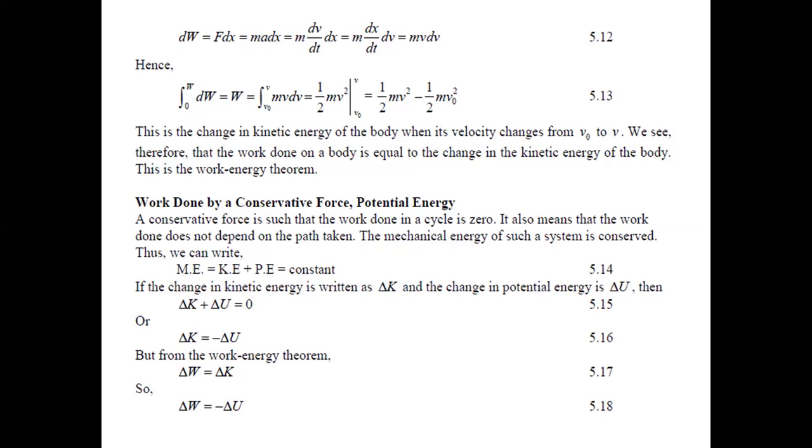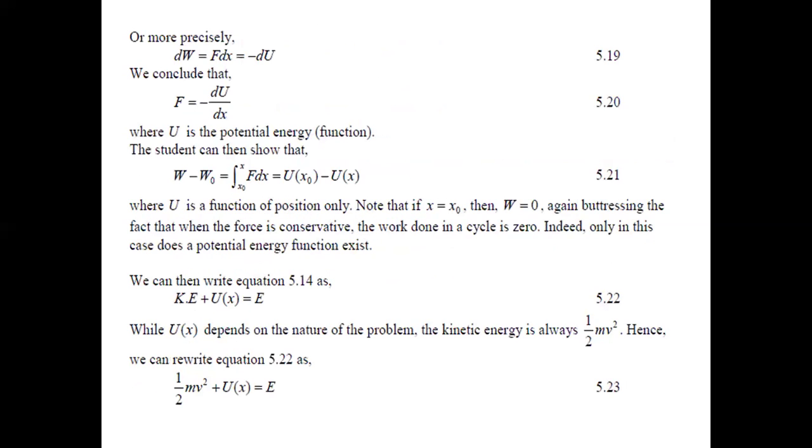If you go to the limit as delta W tends to 0, which also means delta U tends to 0, it becomes dW equals F dx, which is minus dU. Therefore, F equals minus dU/dx, where U is the potential energy function. The student can then show that W minus W naught equals the integral from x naught to x of F dx, which will be U at x naught minus U at x, where U is a function of position only, as you can see. And of course, if x equals x naught, then W must be equal to 0.